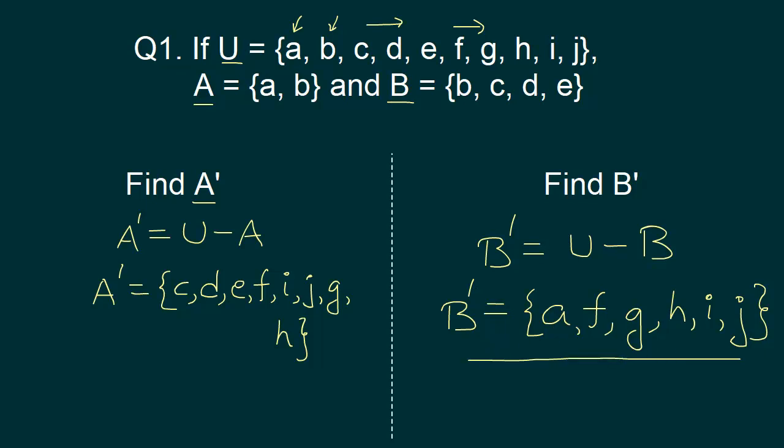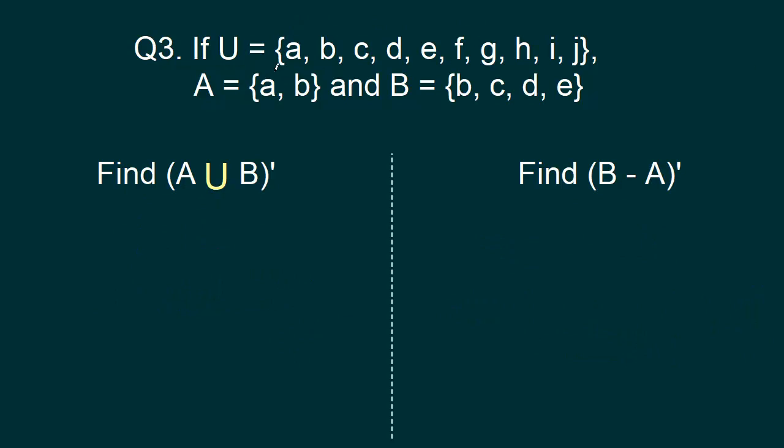Let's move on to the next question. So it's the same sets: same universal set, same set A and same set B. But now we have different types of questions. Now we want to find out A union B complement. A union B complement is nothing but the universal set minus A union B. So this is what we are trying to find out.